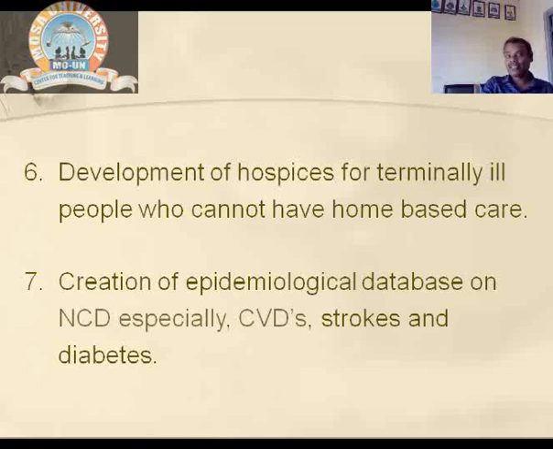Then we need to develop hospice care for terminally ill patients, people who cannot afford home-based care. We need to establish hospice care setups at the community level, where people who cannot be given home-based care are supposed to be kept under hospice. Then you need to create an epidemiological database, especially for NCD, which will give us further learning. So this is how we can manage non-communicable diseases. I hope this is where I'm ending.